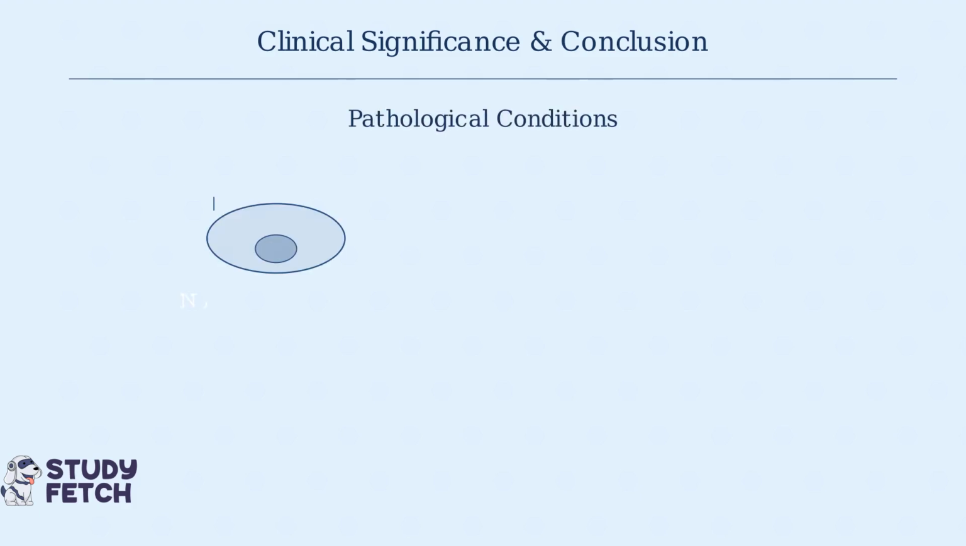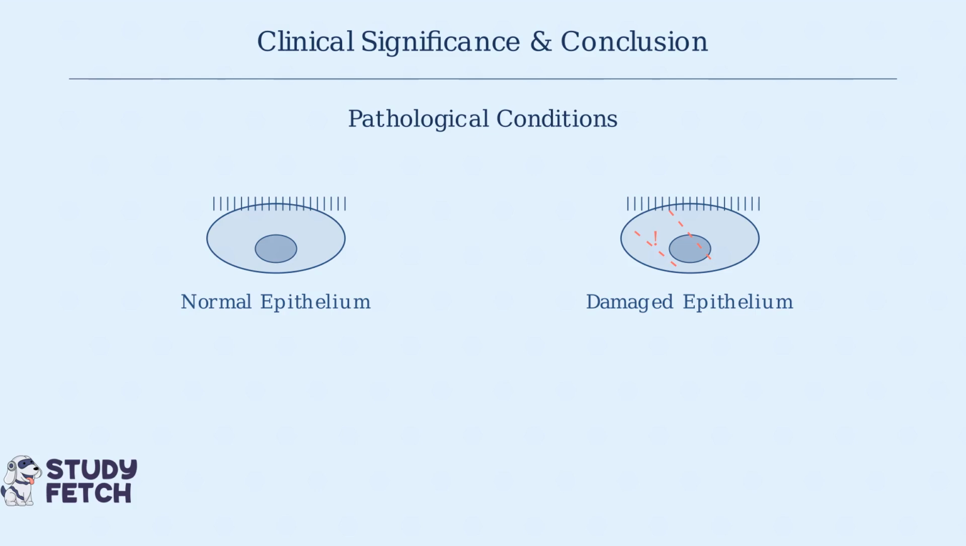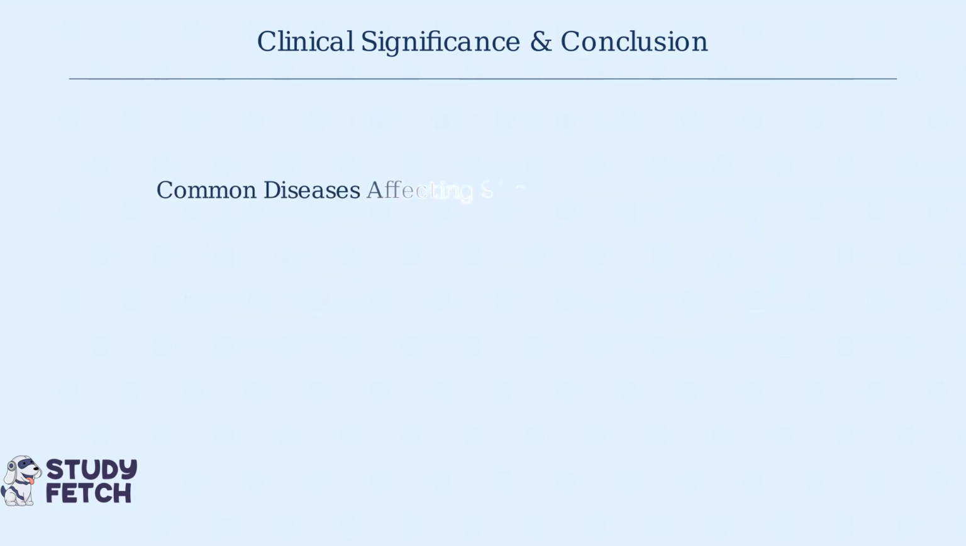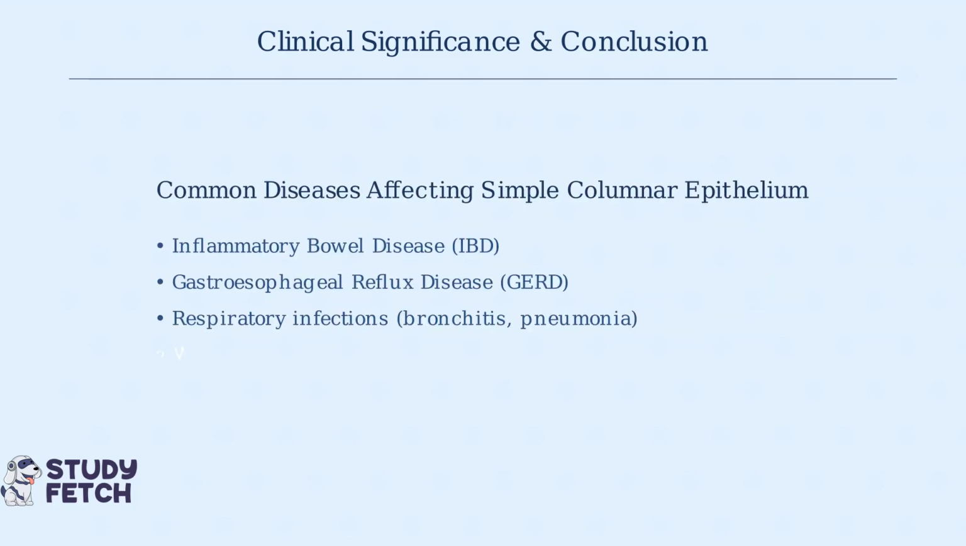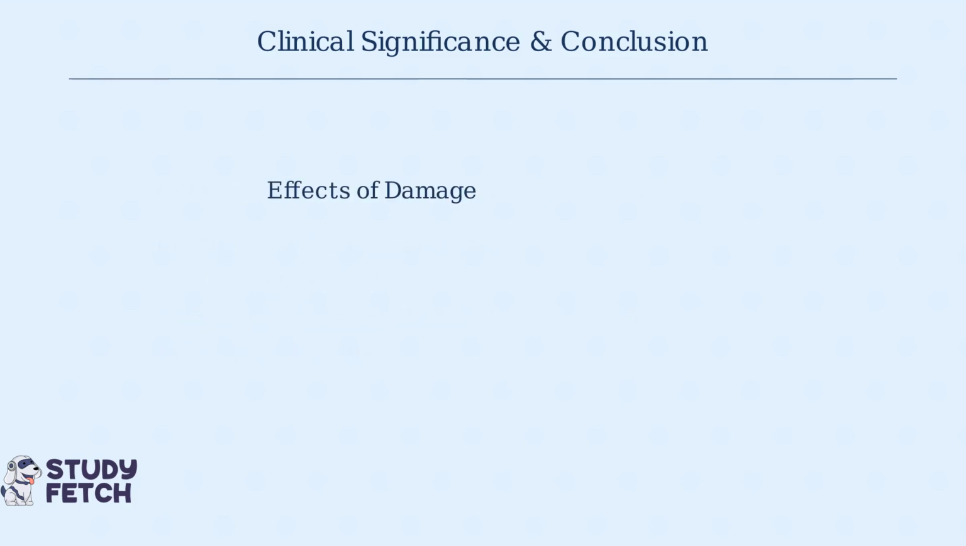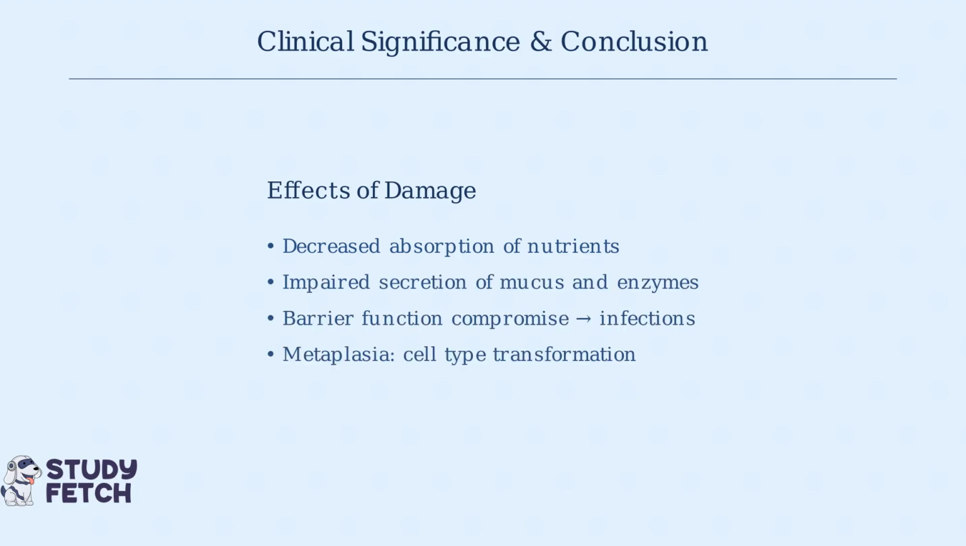Section 10. Clinical Significance and Conclusion. Simple columnar epithelium can be affected by various pathological conditions when damaged. Damage to this epithelium can lead to several diseases, including inflammatory bowel disease, gastroesophageal reflux disease, respiratory infections, and viral gastroenteritis. When simple columnar epithelium is damaged, several functional impairments can occur.